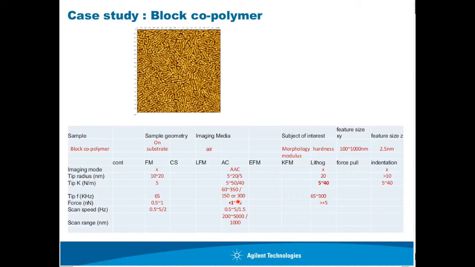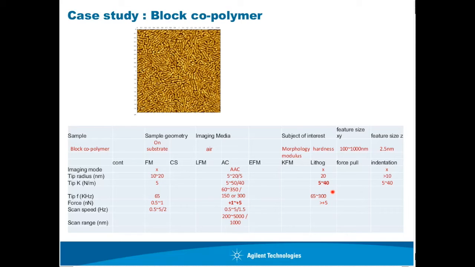150 kilohertz and 300 kilohertz equally work very well with this kind of sample. Force needs to be relatively high, 1 to 5. Scan speed and scan size and so on and so forth. You can also do lithography in a polymer sample. You don't need a sharp tip, you crash your tip anyways, and you need a relatively strong tip, 5 Newton per meter to 40. They can both cut features into a polymer sample, and so on and so forth.